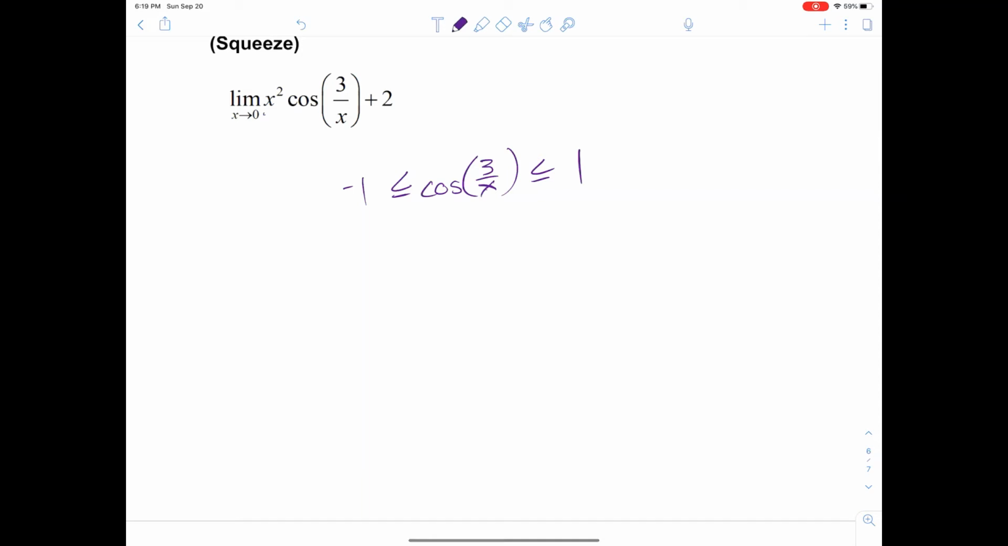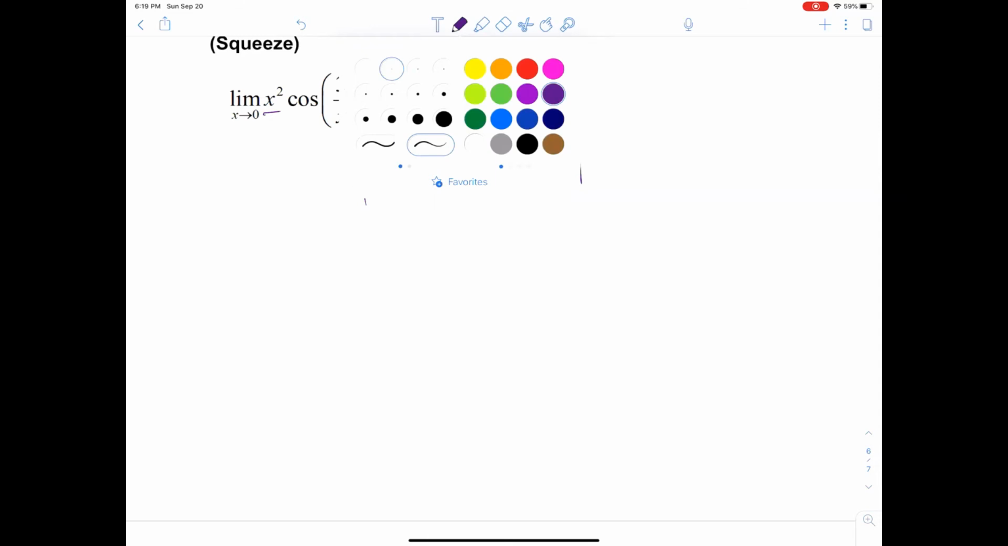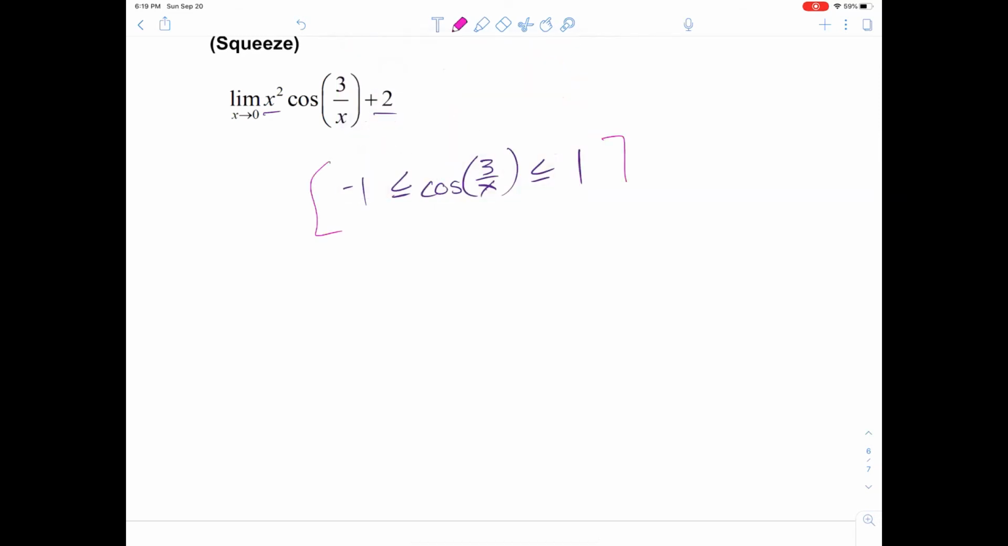Now you see there's two more elements that I need to incorporate into the middle that I don't have yet. I need to add 2 and I need to multiply by x squared. Now if I added 2 first, then I would multiply everything, including the 2, by the x squared later. So order of operations matters here a little bit. We are going to first multiply x squared times everything. Doing that, we will get negative x squared times cosine of 3 over x less than or equal to x squared.